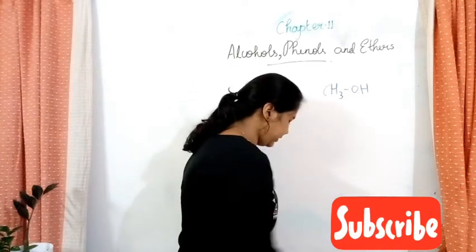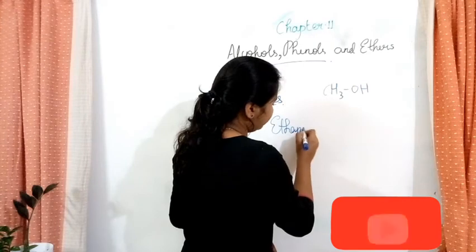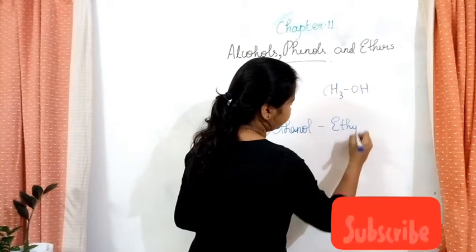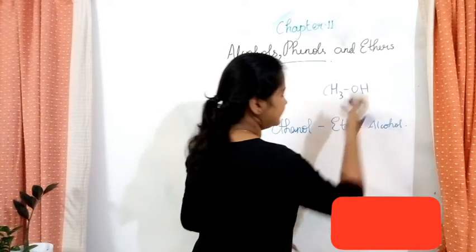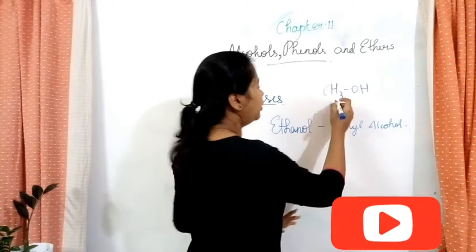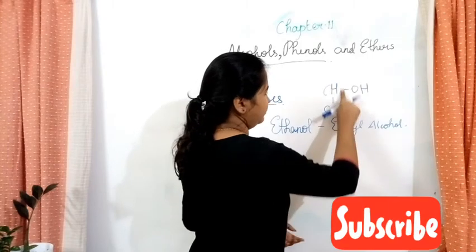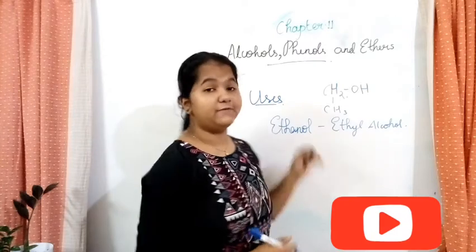So let's write all the points. So, ethanol. What is the common name? Ethyl alcohol. What is the formula? CH3. OH, is that it? No, that is C2H5OH. This is our formula for ethanol.